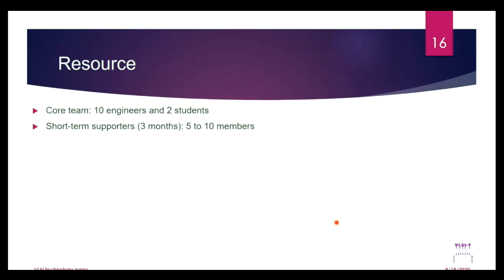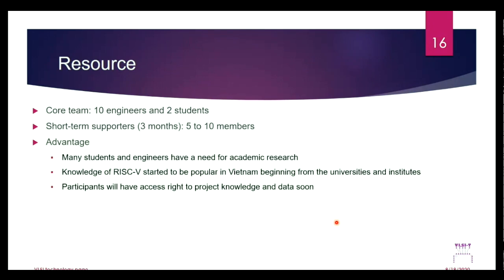About resources, currently our group has a core team of 10, including 10 engineers and 2 students, and some supporters who work in the short term, less than 3 months, from 5 to 10 members. As an advantage, many students and engineers have a need for academic research, and knowledge of RISC-V is starting to become popular in Vietnam, beginning from universities and institutes. Participants will have access to the project knowledge and data soon.